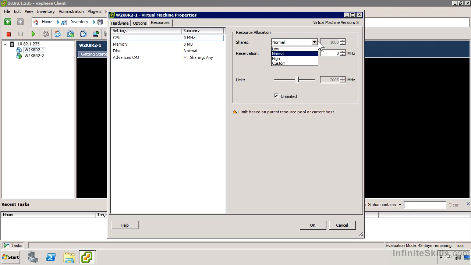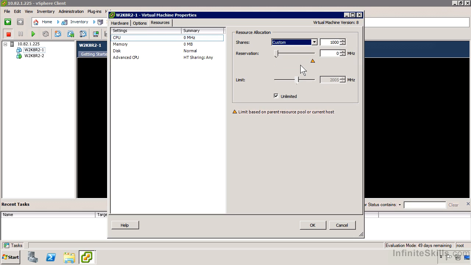But when competition starts to occur, when VMware is not able to provide capacity to both of those machines, then the machine with the higher shares will get a higher priority. Normal is twice as many shares as low, and high is twice as many shares as normal. We can also enter some custom numbers here.